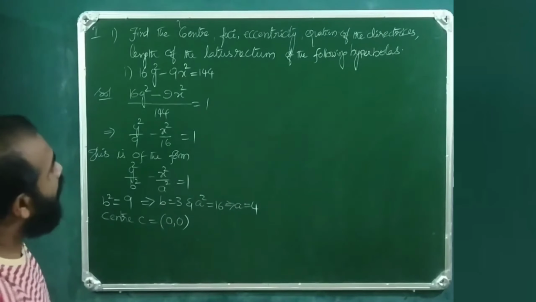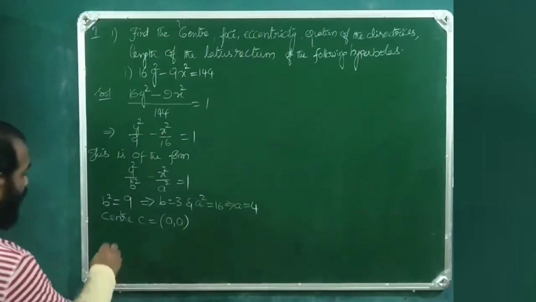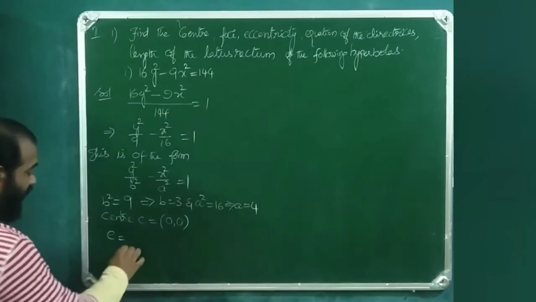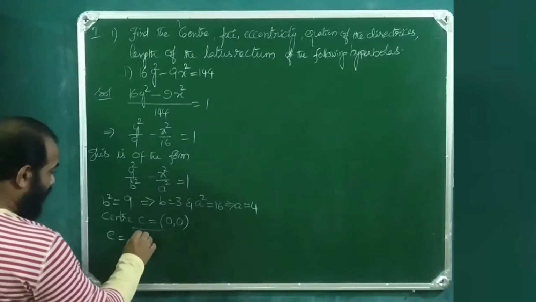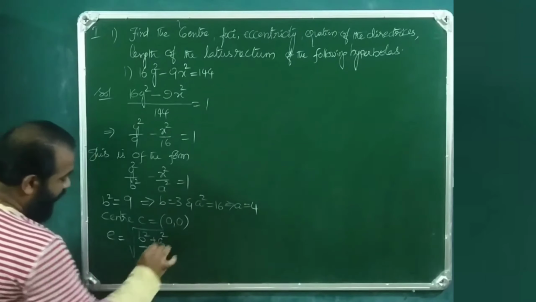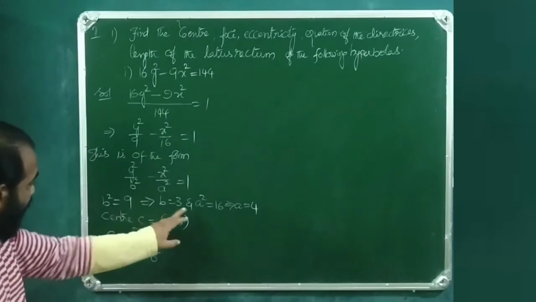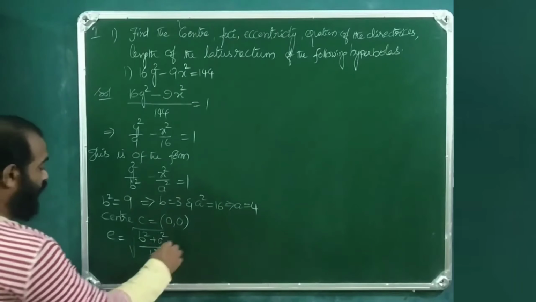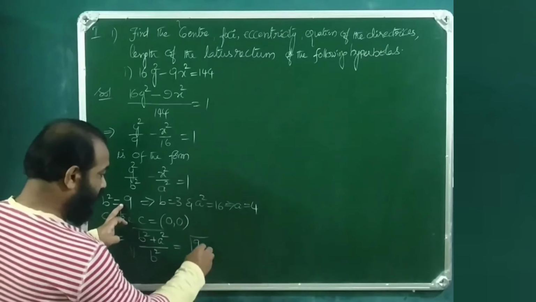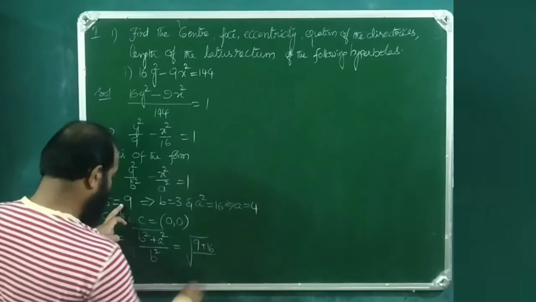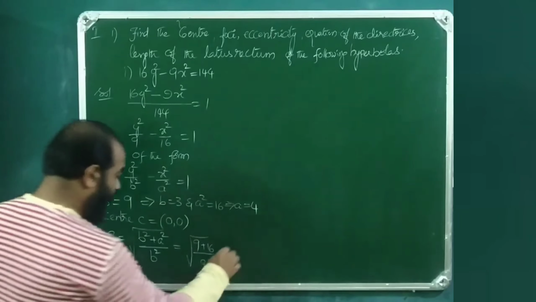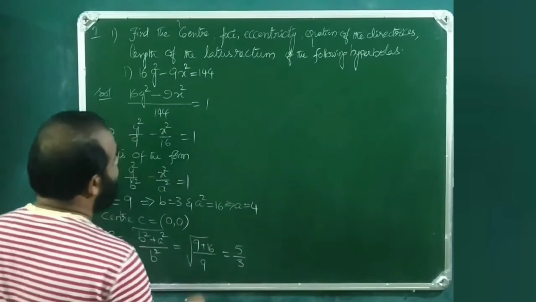And eccentricity. First of all, let us do the eccentricity. Eccentricity e is equal to the square root of bigger square plus smaller square by bigger square. In the denominator, whichever is bigger will come here. So this is equal to the square root of b square is 9 plus a square is 16 by b square is 9. So this is root 25, which is 5, and root 9 is 3.